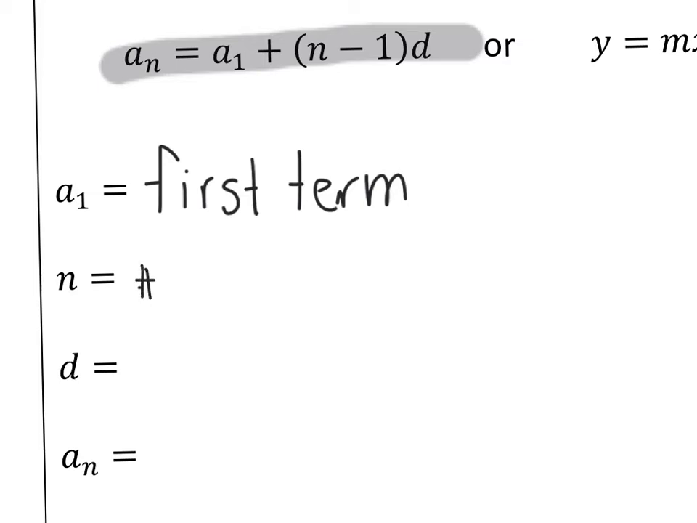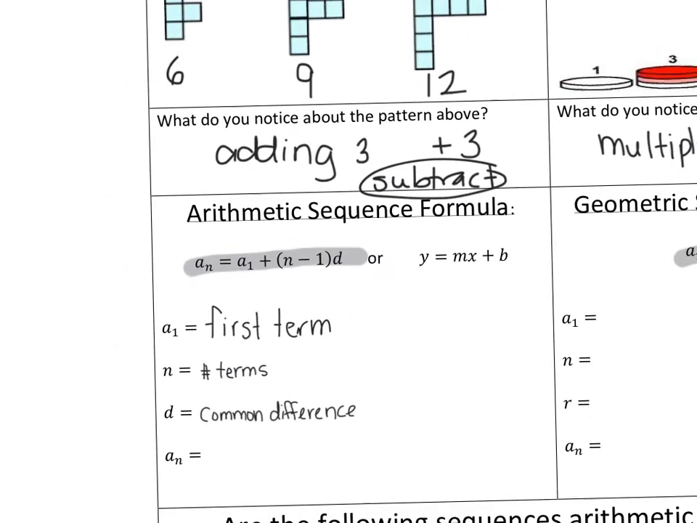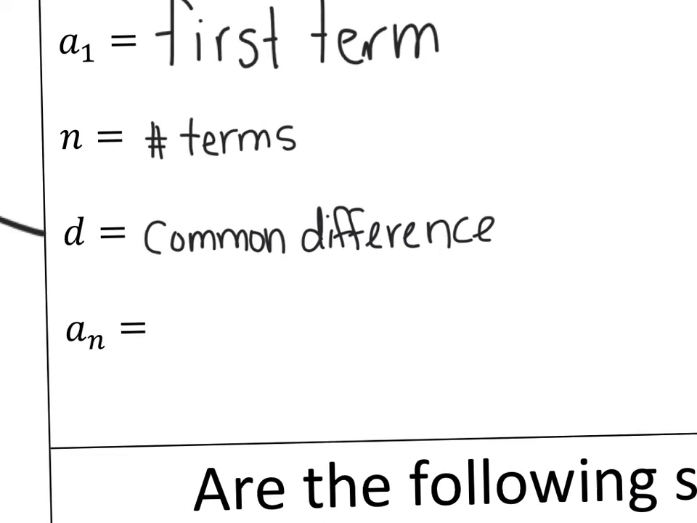N is the number of terms I have. Okay, so if I'm looking for the 20th one, I would make N 20. D represents common difference. So how did we get from one number to the next? We added 3, right? So the common difference in the case up here would be the plus 3. Okay, and then AN represents the term we are looking for, or the term we need, or it could represent the last term, depending on the type of question they're asking you.